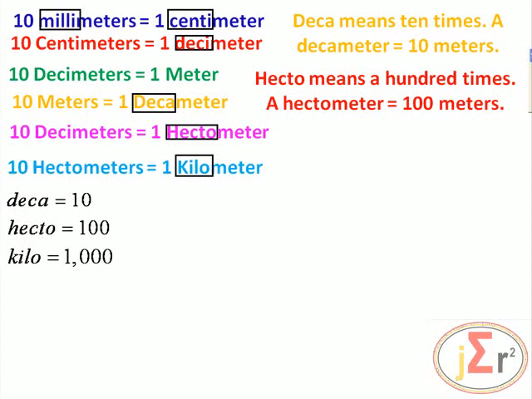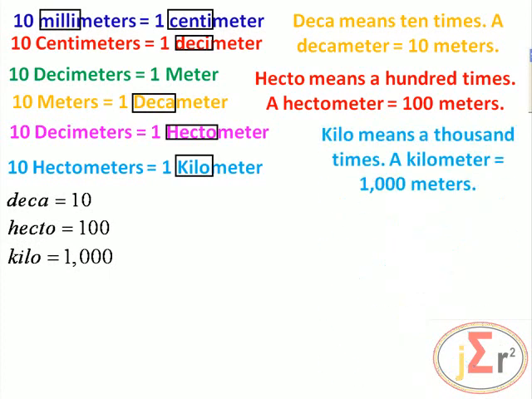Kilo is your favorite. Kilo means 1,000 times. 1 kilometer is 1,000 meters. And notice that they always write the year 2000 as what? Y2K. So the 2K means 2 kilo, which means 2,000. So the year 2K means the year 2000.